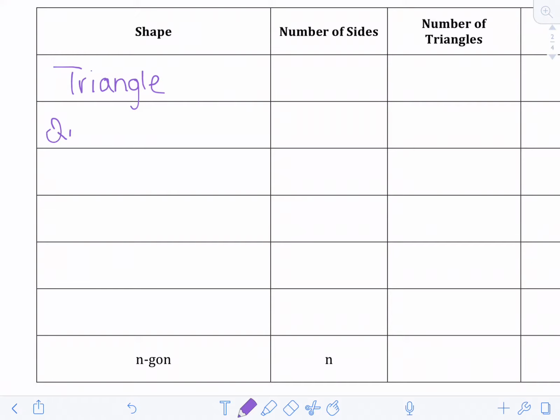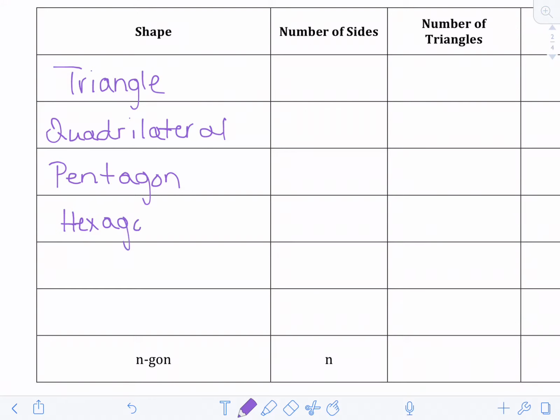Then we have a quadrilateral. Pentagon. Hexagon. Heptagon. Octagon. And then we have an n-gon. So an n-gon can be after however many sides you have. If it's a big number like 20, 23, 25, 50, whatever, you would call it like a 50-gon, 48-gon.